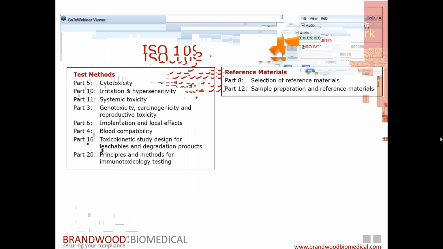There are Parts 8 and 12 which speak to reference materials. When you're conducting a biological evaluation, it's often useful to have a well-understood reference material to use as a control. Both positive and negative control reference materials are available. And Part 12 speaks to sample preparation and use of those reference materials.